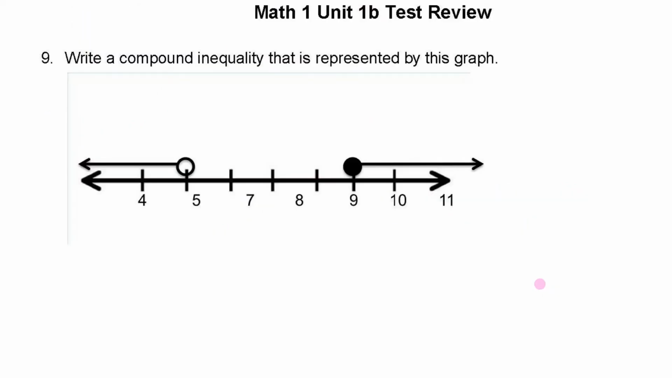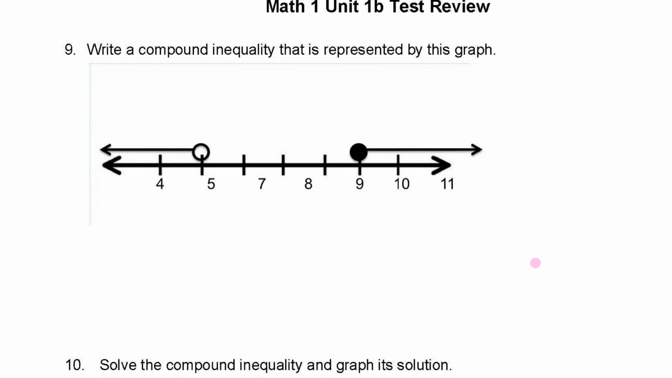Okay? Here's a question that says, write a compound inequality that is represented by this graph. Okay, so let's look first at this section. So we have some number, so x, and it's open circle, and it's going to the smaller numbers, which means x is less than 5. Because it's open circle, it's just the less than.